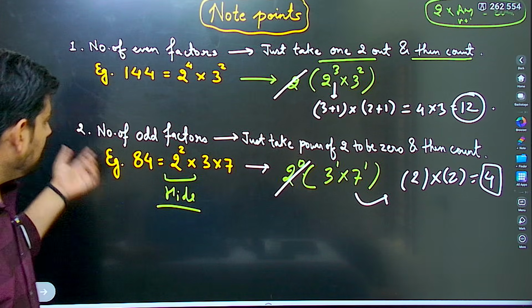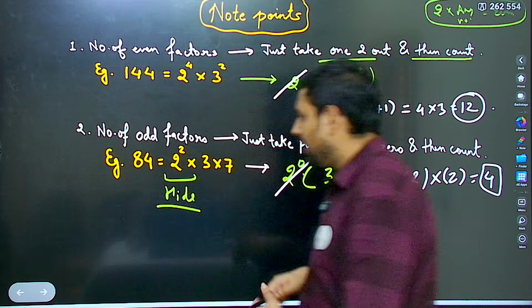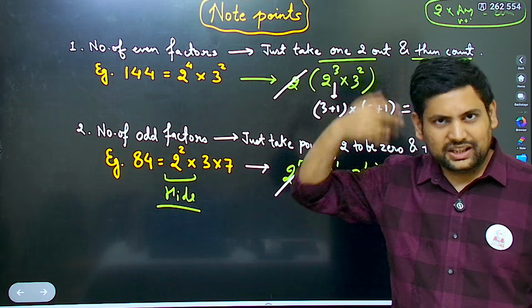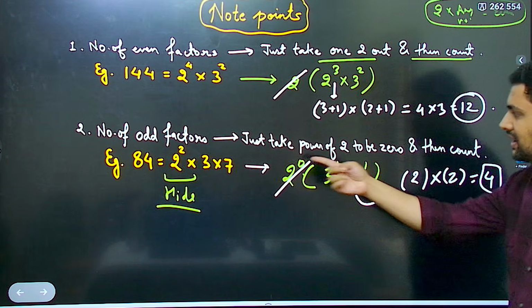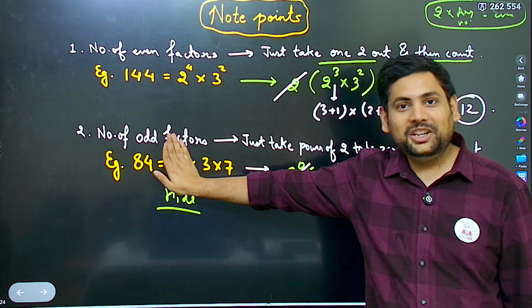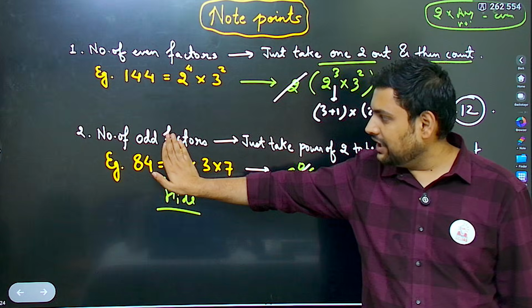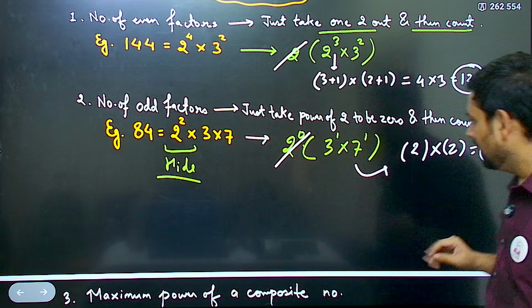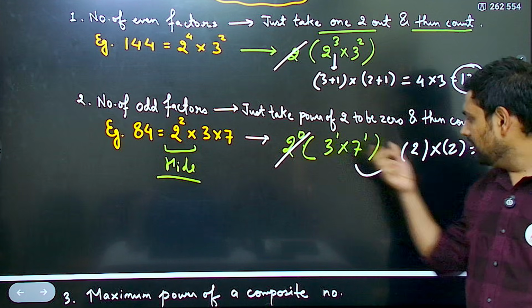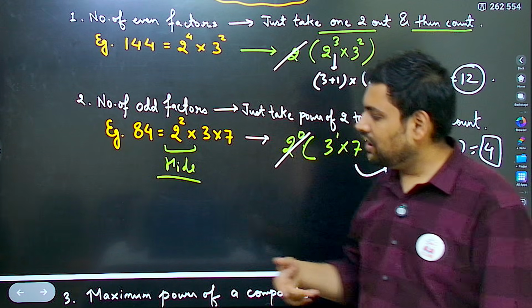Now the other thing was the number of odd factors. How will you count? See, either you can find the total number of factors and then subtract the total even factors to get this, or just take the power of 2 to be 0. Just forget 2, just hide 2 like this. Now count. If you have to count the number of odd factors, you hide this 2 and now count. So I just hide this 2 or put 2 power 0. Now 3 power 1, 7 power 1. So 1 plus 1 is 2, 1 plus 1 is 2, multiplication 4. This is how you count the number of odd factors.